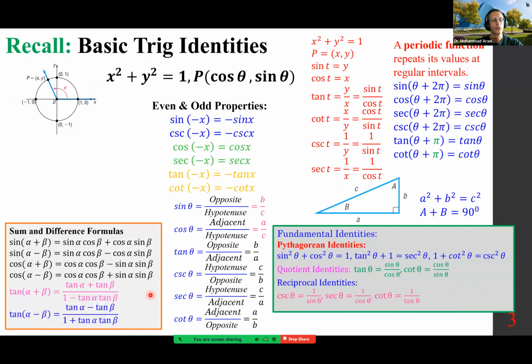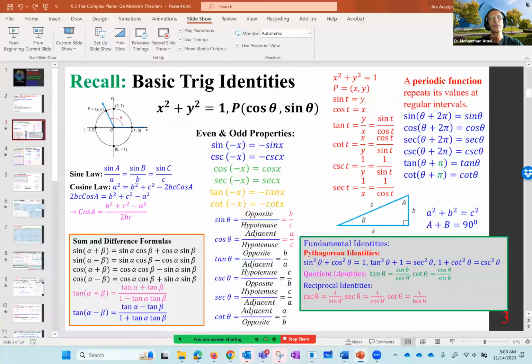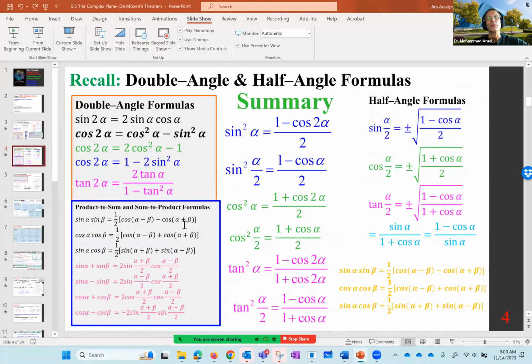So first, of course, I'm going to give you the synopsis of what we have seen as basic trigonometric identities. You recall all those fundamental identities, periodic functions, even and odd functions, sum and difference formulas. Double angle, half angle formulas. Okay, I'm reminding you all of those.